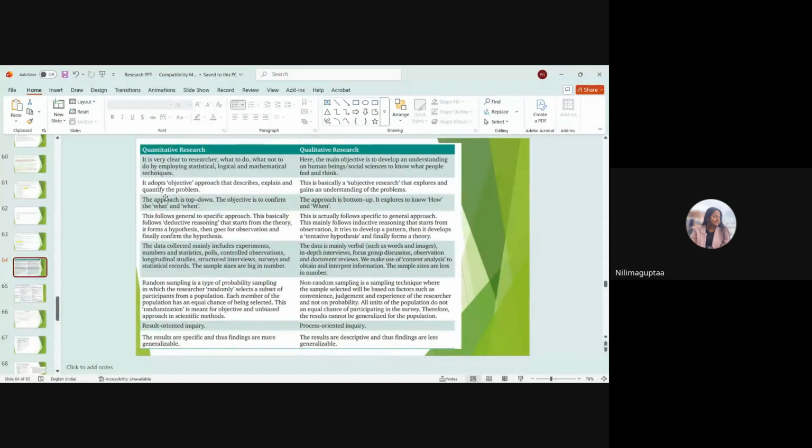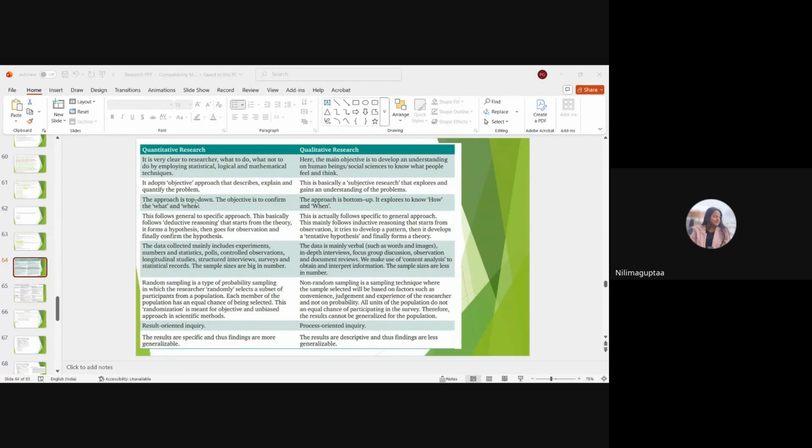I will just read the keywords for you guys over here. In quantitative research, the researcher works with numbers and it is very clear what to do and what not to do. Qualitative is to understand human beings in social science. Quantitative is objective. Qualitative is subjective. In quantitative, the approach is top to bottom. The objective is to confirm what and when. In qualitative, the approach is bottom up. It explores to know how and why.